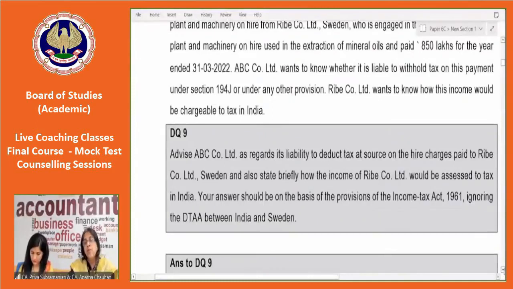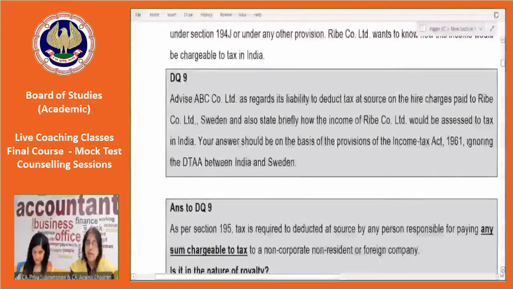Okay. So here you're making a payment to a foreign company. When you make a payment to a foreign company, taxes are deductible under 195. It is not covered under any of the special provisions applicable to non-residents. It comes under 195. Under 195, tax is required to be deducted by any person responsible for paying any sum chargeable to tax to a non-corporate non-resident or a foreign company. In this case, it's a foreign company.